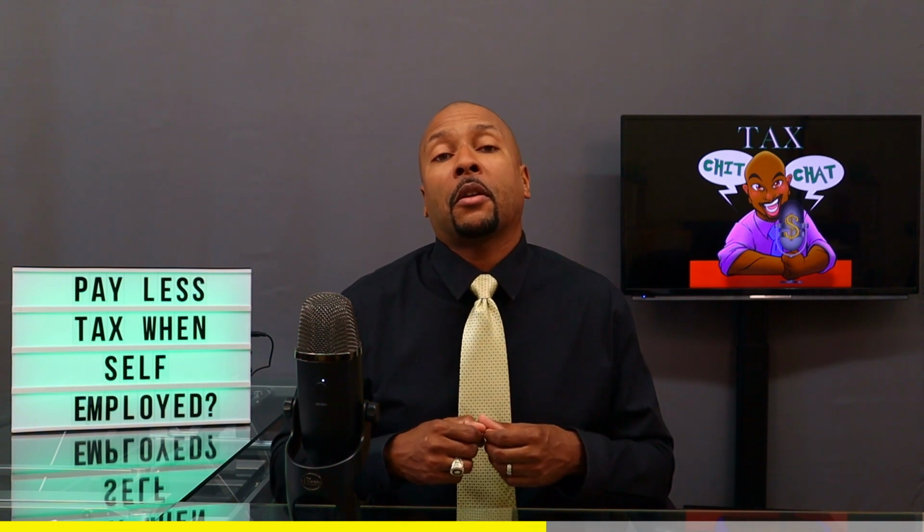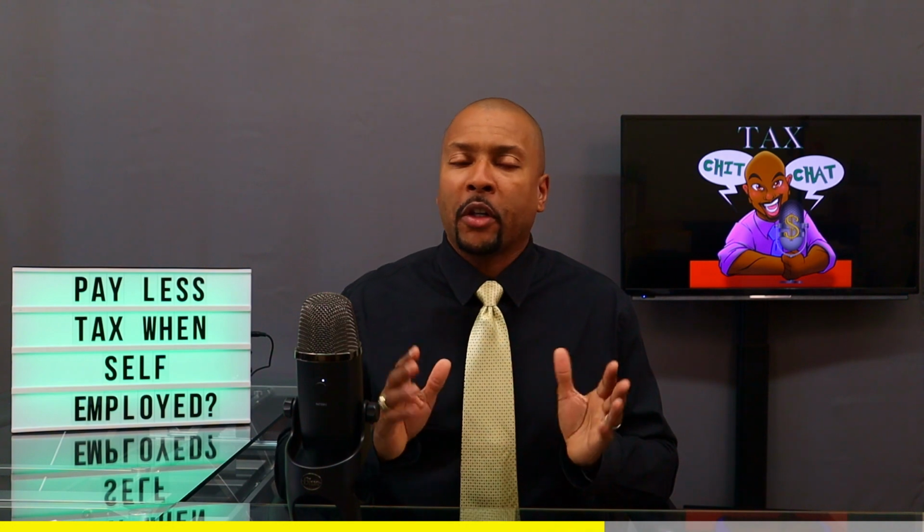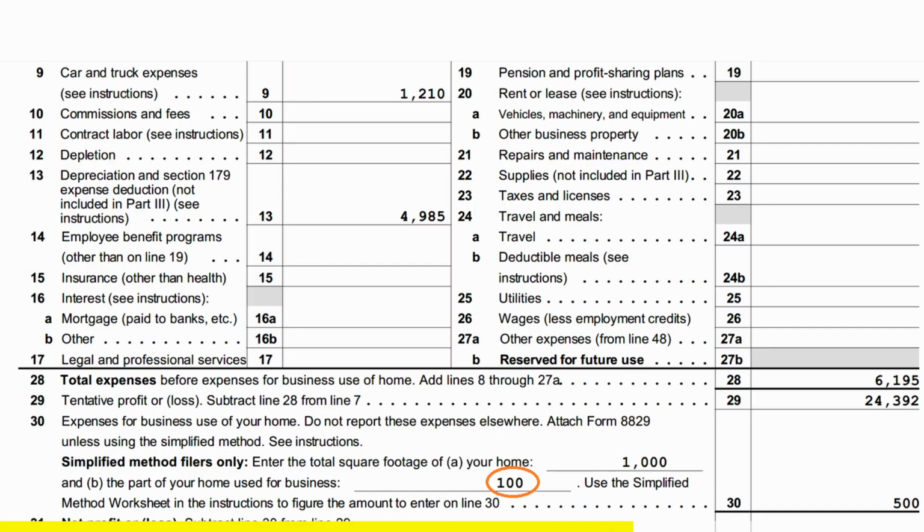So in this particular case, we're going to add on his home office deduction, and we're just going to use the simplified method. So it's 100 square feet, and he gets $5 per square foot. So that's $500. And then we're also going to add in his business mileage. And these two deductions combined are going to save him another $394 in taxes.